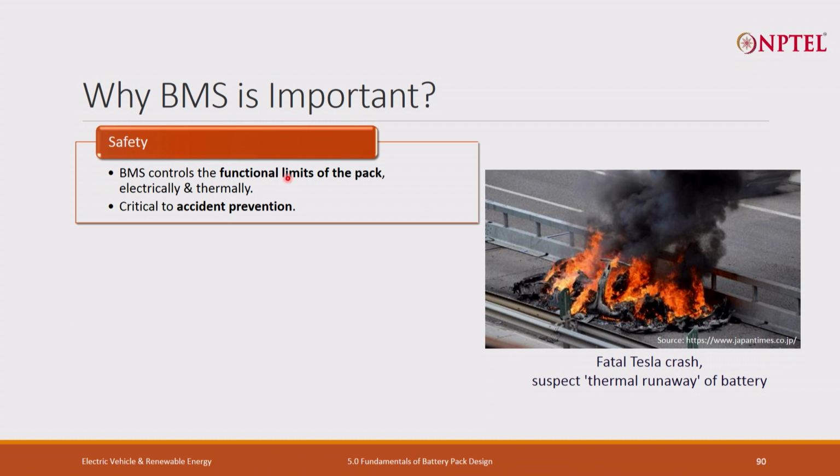So for safety, BMS controls the functional limit of the pack. Whatever functional limit we set based upon the cell characterization, pack, occupant safety, cycle life as well as calendar life, whatever we feel should be set through experiments, we set here. And BMS ensures that nothing goes beyond that set limit. So the BMS controls the functional limit of the pack electrically as well as thermally. It's critical for accident prevention.